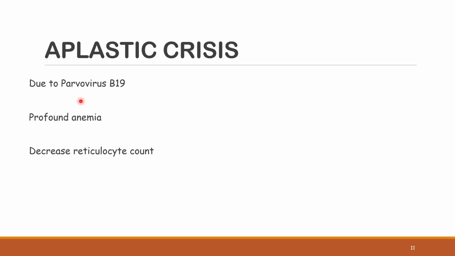If a secondary infection by parvovirus B19 occurs, then the patient will have an aplastic crisis, in which the patient will manifest pancytopenia, meaning the hemoglobin, WBC, and platelets, all three lineages, will be decreased because of the aplastic crisis. And the patient will have a profound anemia because of that.